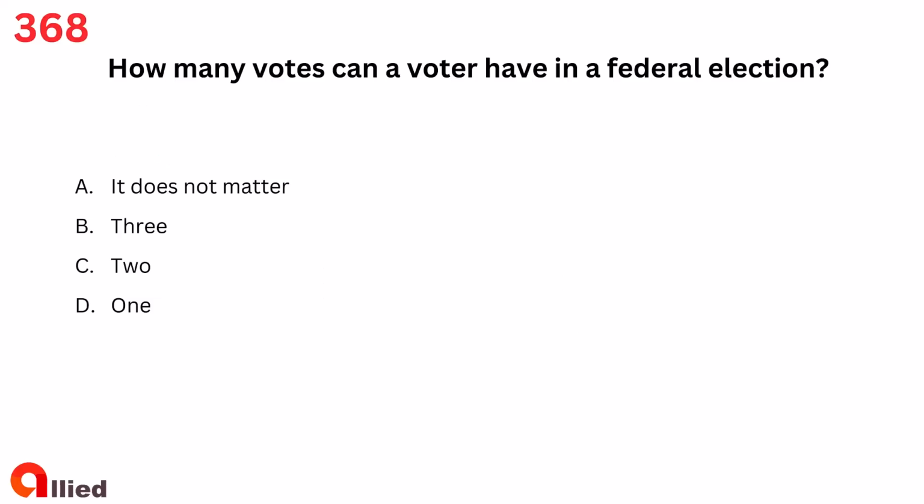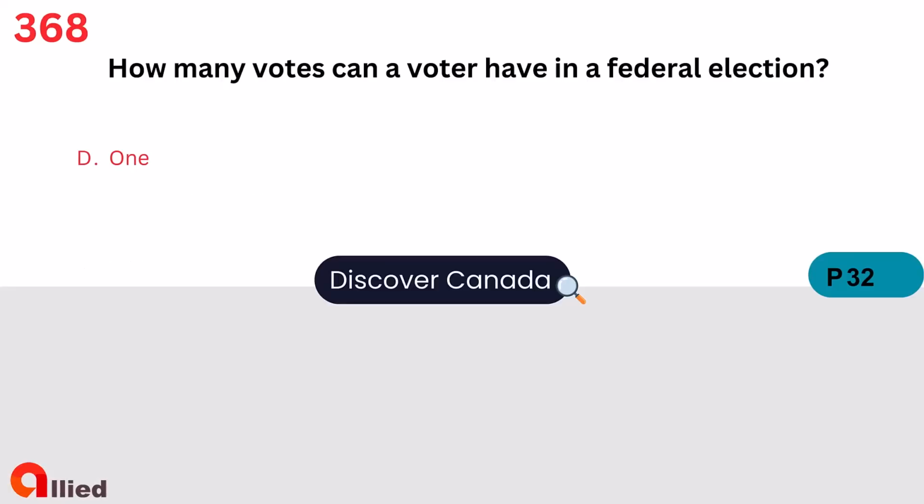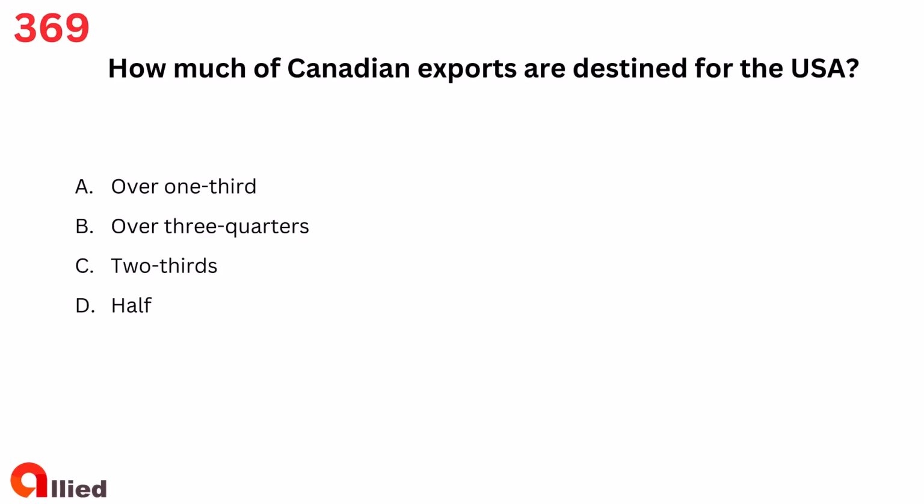Question 368. How many votes can a voter have in a federal election? A. It does not matter. B. 3. C. 2. D. 1. The answer is D. 1.